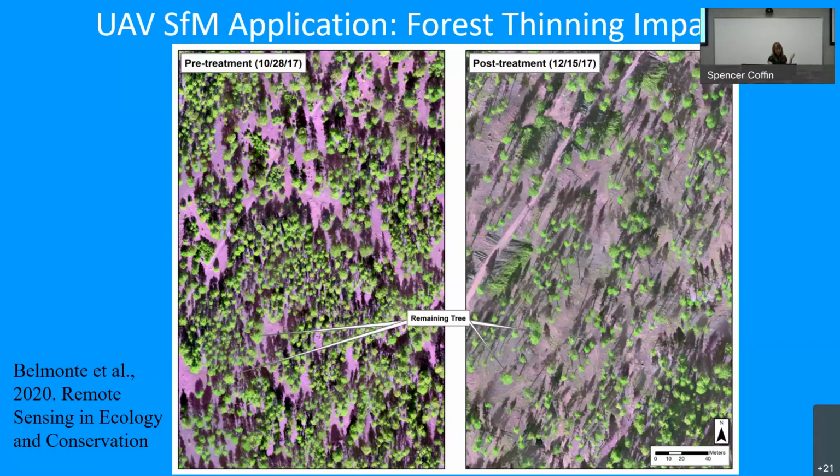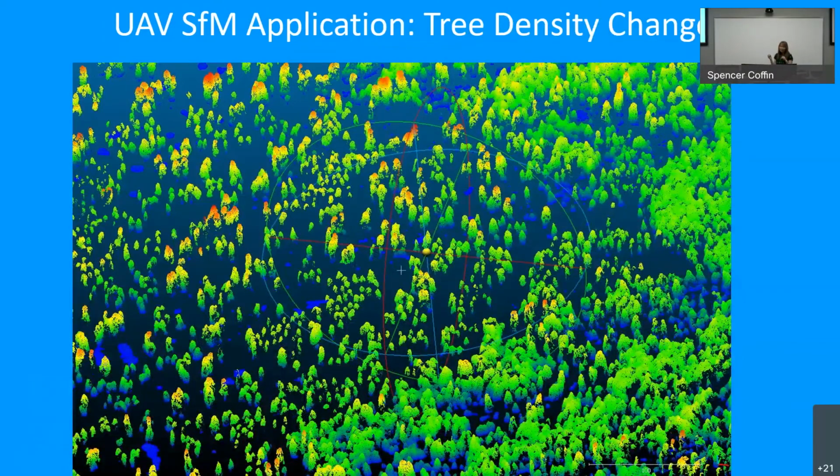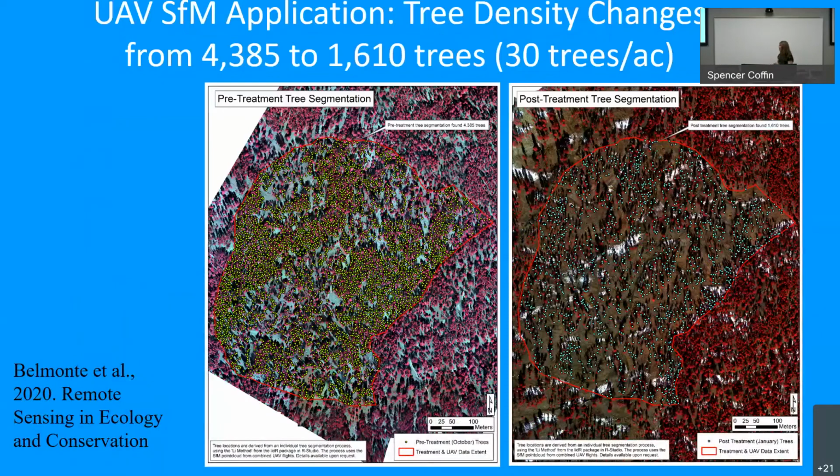And so, of course, from this, one of the key things we're estimating is how did forest canopy cover change. Then, using the multispectral image with structure from motion, we're also generating 3D point cloud data. Then, using the 3D point cloud data, we can estimate tree density per acre, and we can literally count how many trees were taken out. And so we estimate that post-thinning, we have about 30 trees per acre.